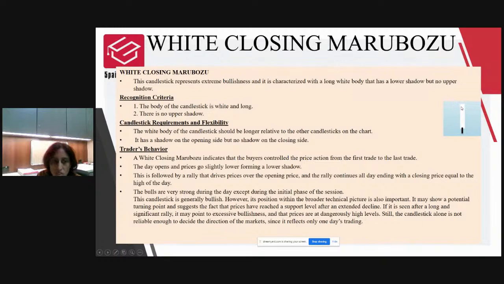So essentially, this means that the bulls are very strong during the day. However, in the opening session, things were not that bullish. So except during the initial phase of the session, the bulls were very strong during the entire day, right? So this was your white closing MARUBOZU.